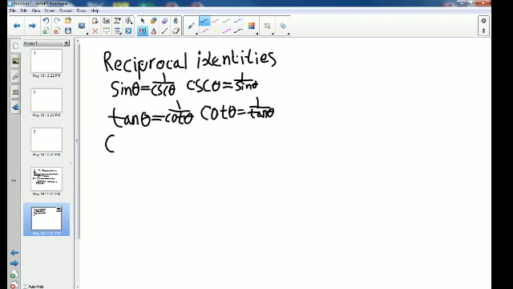So also cosine theta equals 1 over secant theta, and secant theta equals 1 over cosine theta. So that is our reciprocal identities. Now I'm going to show you our quotient identities.